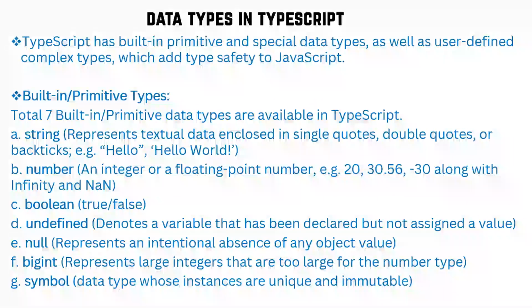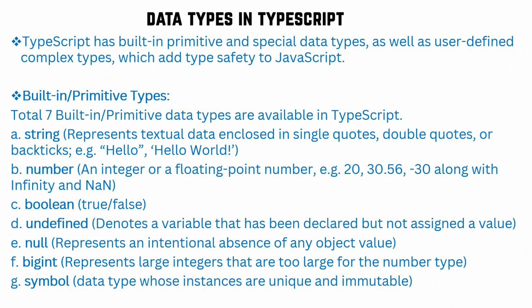And number is any integer or floating point number. In Java there are two categories, double or float for decimal values, and integer, short, long for non-decimal values. But here, number works for everything, whether floating point, integer, negative, positive, or zero, along with Infinity or NaN.